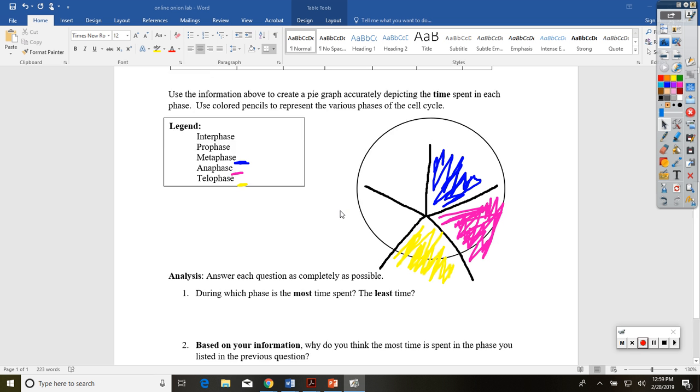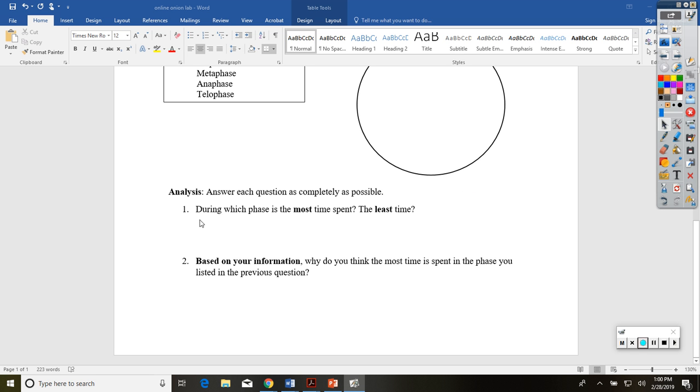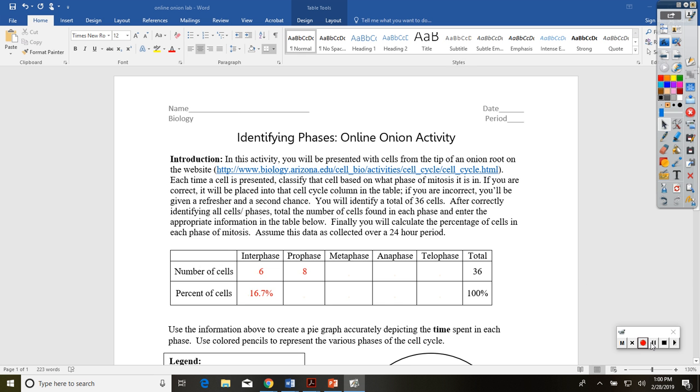When you complete all of your percentages, you have the 2 questions at the bottom that you're going to complete, and they are based on your pie chart. So it's asking you during which phase is the most time spent. You would look up at your pie chart and see which piece of the pie is the biggest. Which one is the least time spent? You're looking up at the pie chart to see which piece of the pie is the smallest. This is due tomorrow, so please make sure you have it completed when you arrive to class.